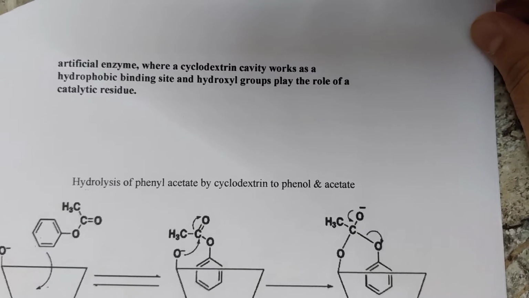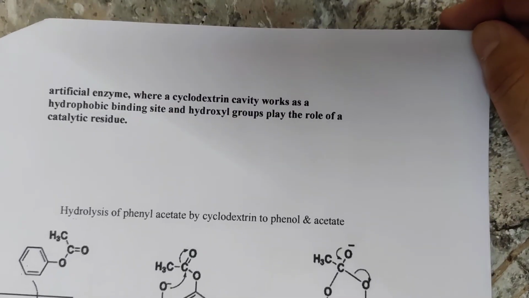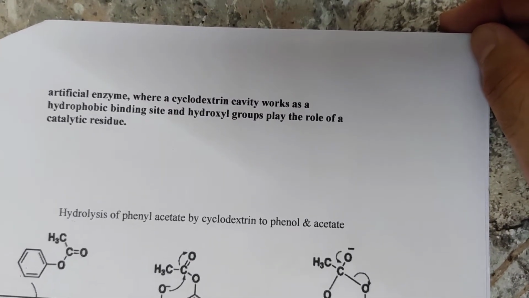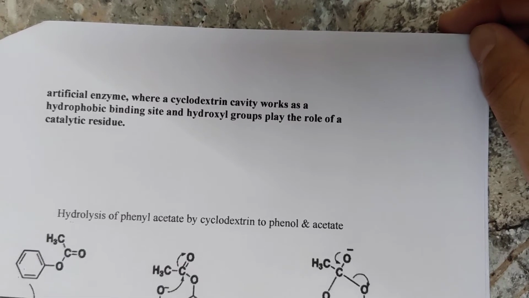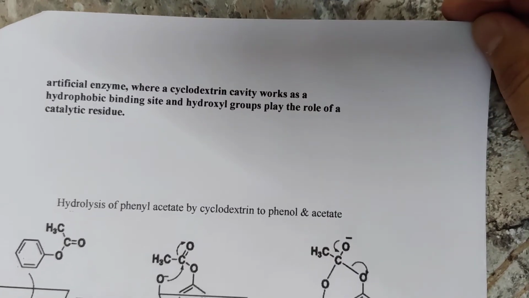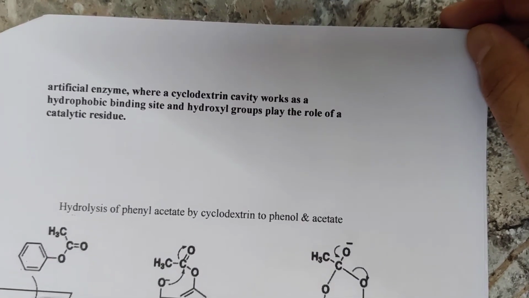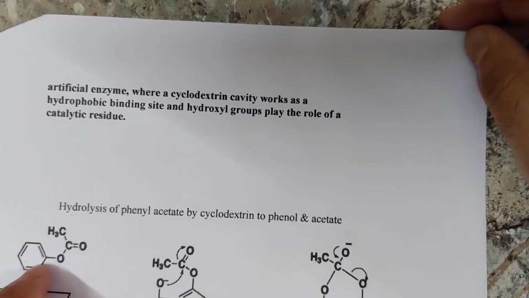we know that enzymes exist in nature and they are very specific for particular kinds of reactions, but here look, we have a cyclodextrin which acts as an artificial enzyme to catalyze the hydrolysis of phenyl acetate into phenol and acetate. Okay, so here our hydrophobic site, the inner cavity, acts as a binding site for the benzene.